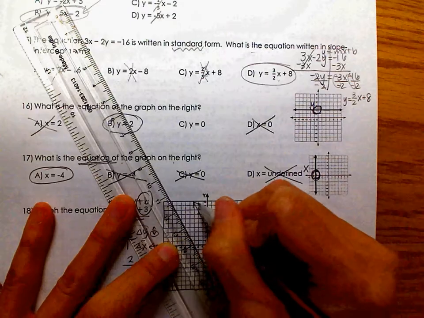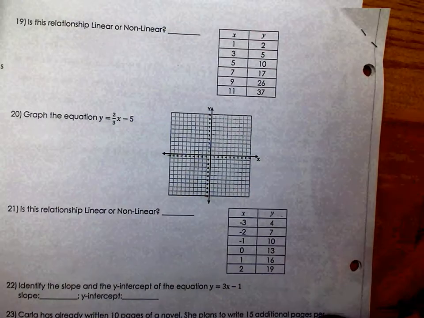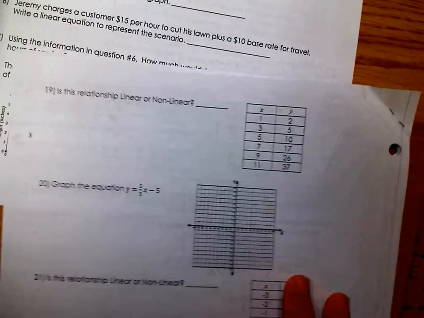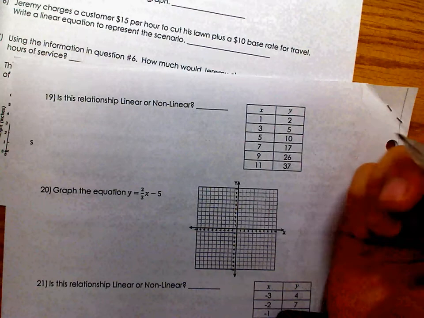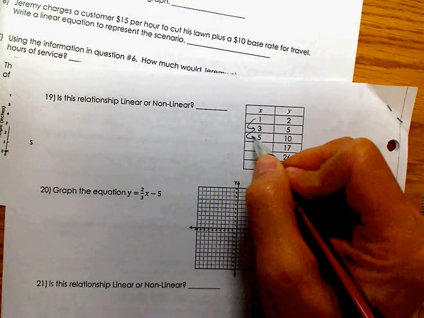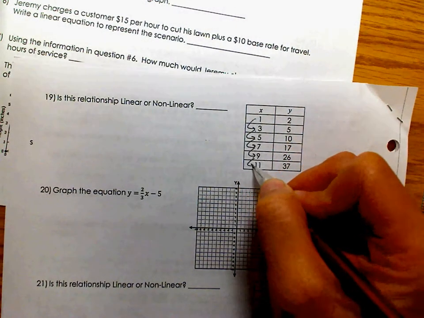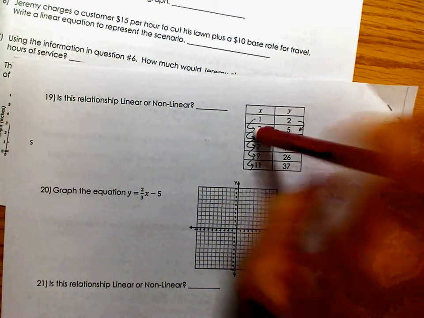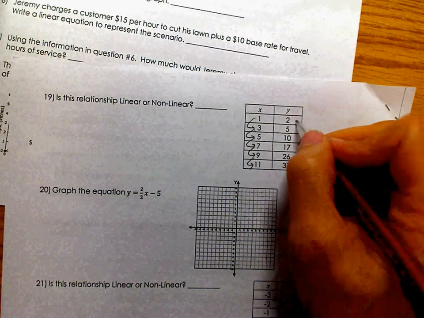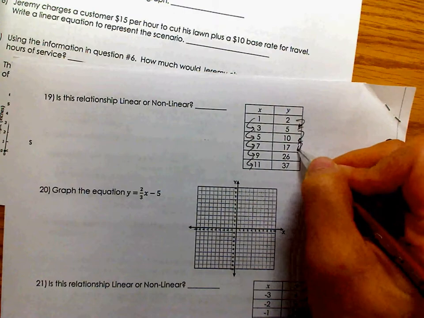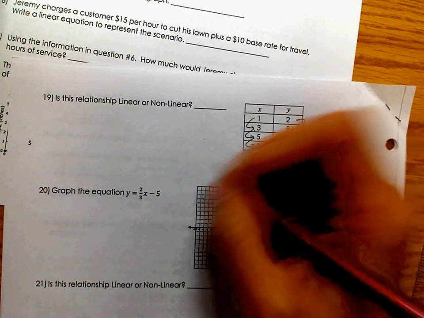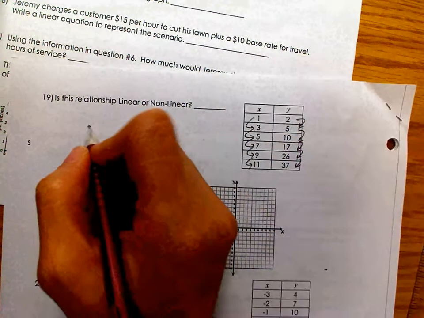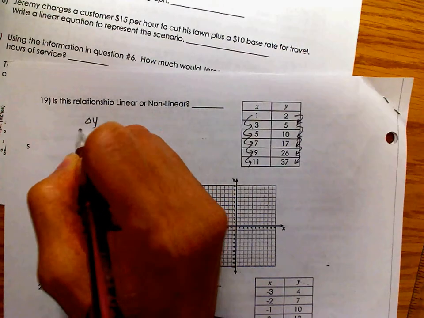And there it is. Okay, let's go to number 19. Number 19. Is this relationship linear or nonlinear? Okay, so this is where you need to look at every change in x and change in y. Don't get thrown off, okay? We've got to always look for change in y over change in x. So I don't like that there's so many values, but such is life. So I'm going to see change in y over change in x.